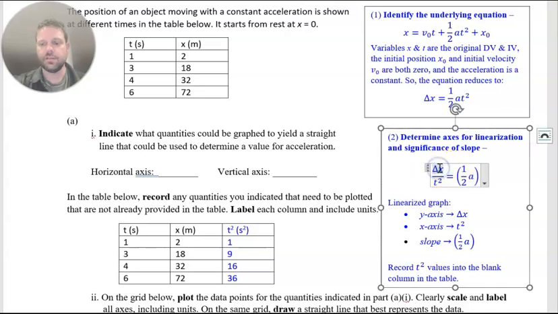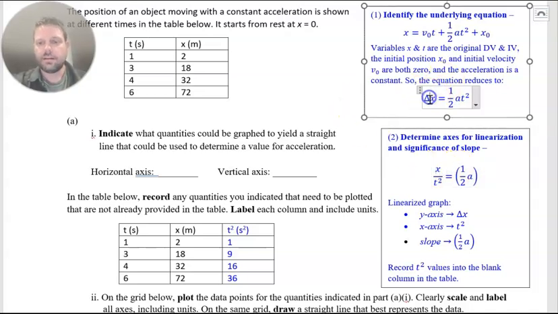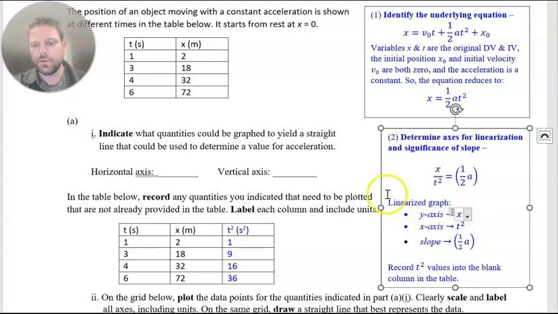In this case, it's going to be x over t squared. So my y-axis is going to have to be x, and my x-axis is going to have to be t squared. And that's what I have right here. So again, the y-axis is going to be our position x, the x-axis is going to be time squared, and that means our slope, whatever value we get for that, I can set equal to 1/2 the acceleration, and ultimately then solve for a value for acceleration from our data set.